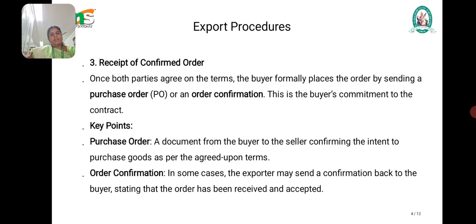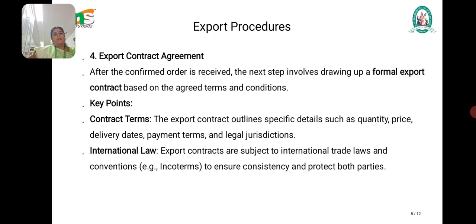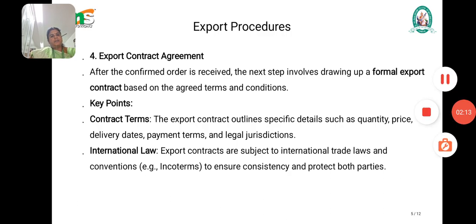In some cases, the exporter may send a confirmation back to the buyer stating that the order has been received and accepted. Export contract agreement. After the confirmed order is received, the next step involves drawing up a formal export contract based on the agreed terms and conditions. Here, the contract between the buyer and seller outlines specific details such as quantity, price, delivery dates, payment terms, and legal jurisdictions.